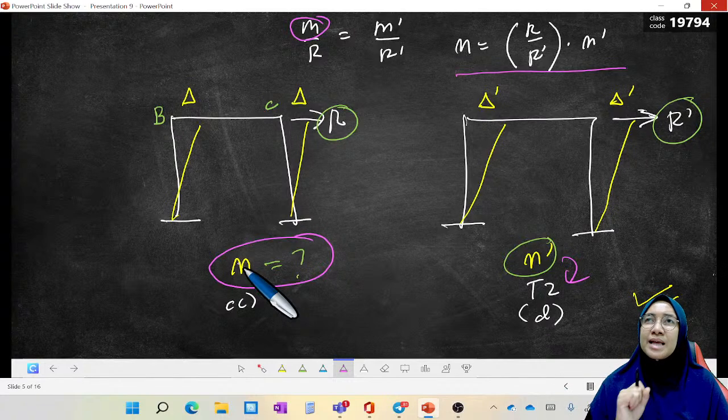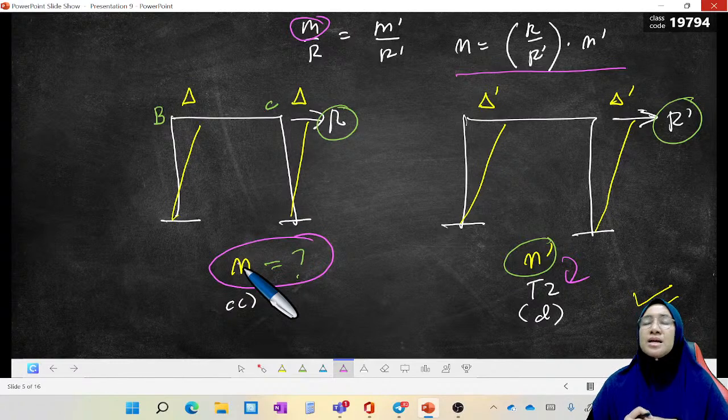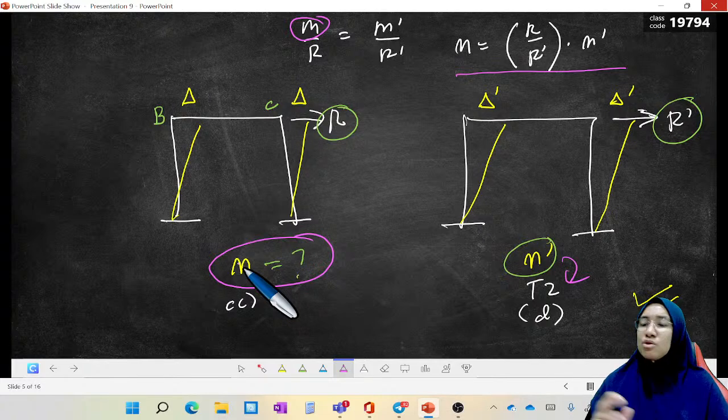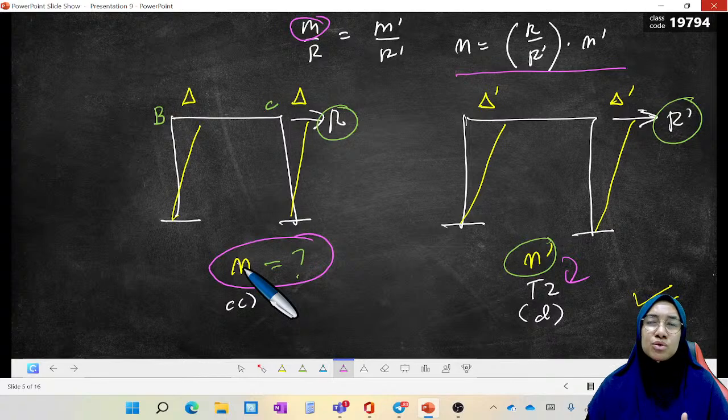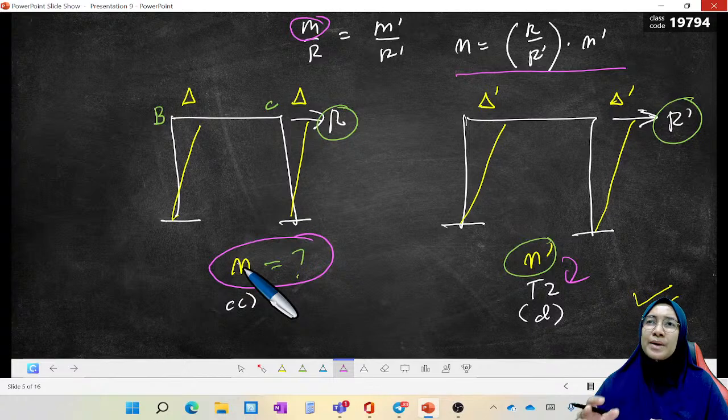So actually the table 2 or sidesway frame that we analyze in the moment distribution method solution for frame analysis is referring to D, not to C. In table number 2, we analyze the sidesway frame subjected to R prime, and due to R prime there will be delta prime, and due to delta prime we can calculate FEM, and due to FEM we can have the member end moment, which we label as M prime.